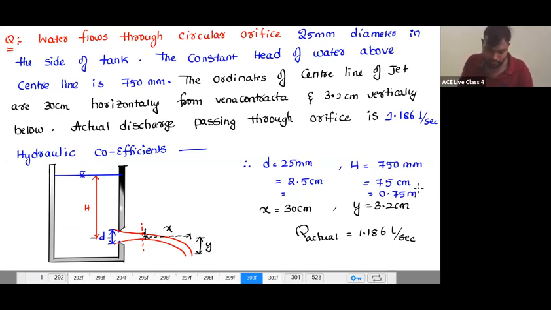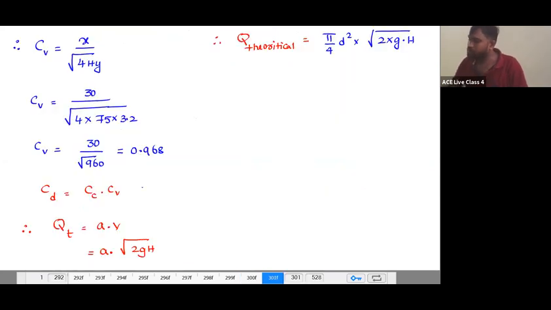0.75 meters. And this is going to be 0.025 meters. Okay. So see, while converting the units, you have to be very careful. Now pi by 4 into d value.